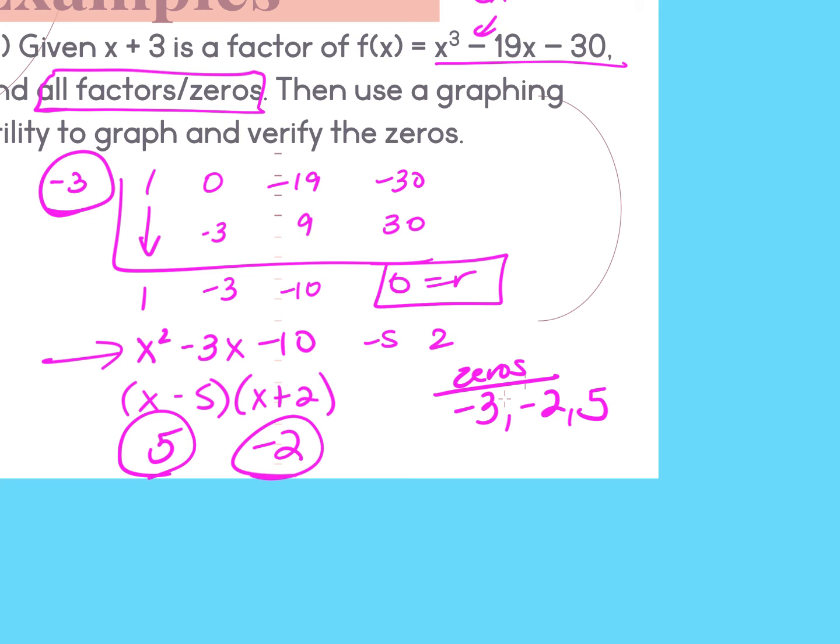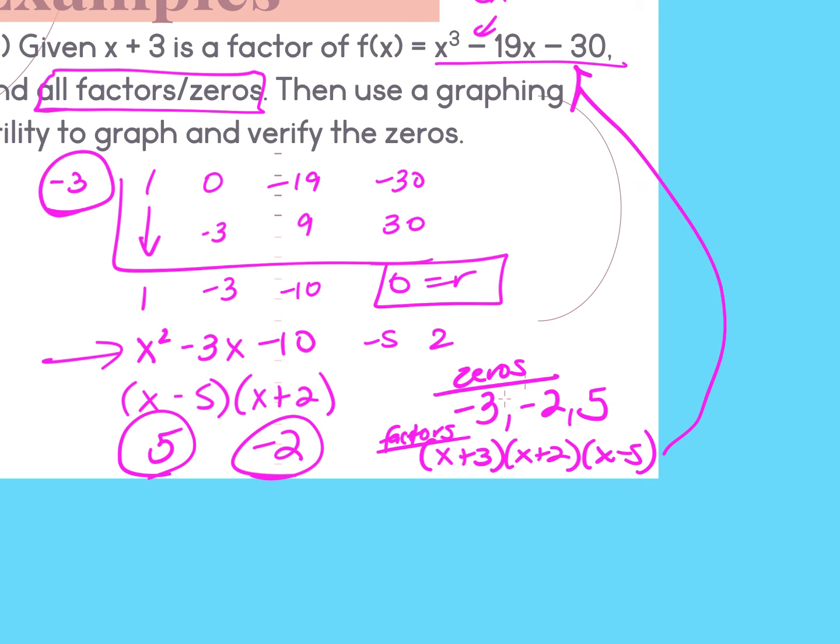If it wants them written in factors, we put x minus in front of them. It changes the sign. So it'd be x plus 3, x plus 2, and x minus 5. So this would be if it was factors. And if I had time to check my answer, I could FOIL out those 3 and get my original question. So if you've got your zeros, you can actually multiply that out and check to make sure that it would match.